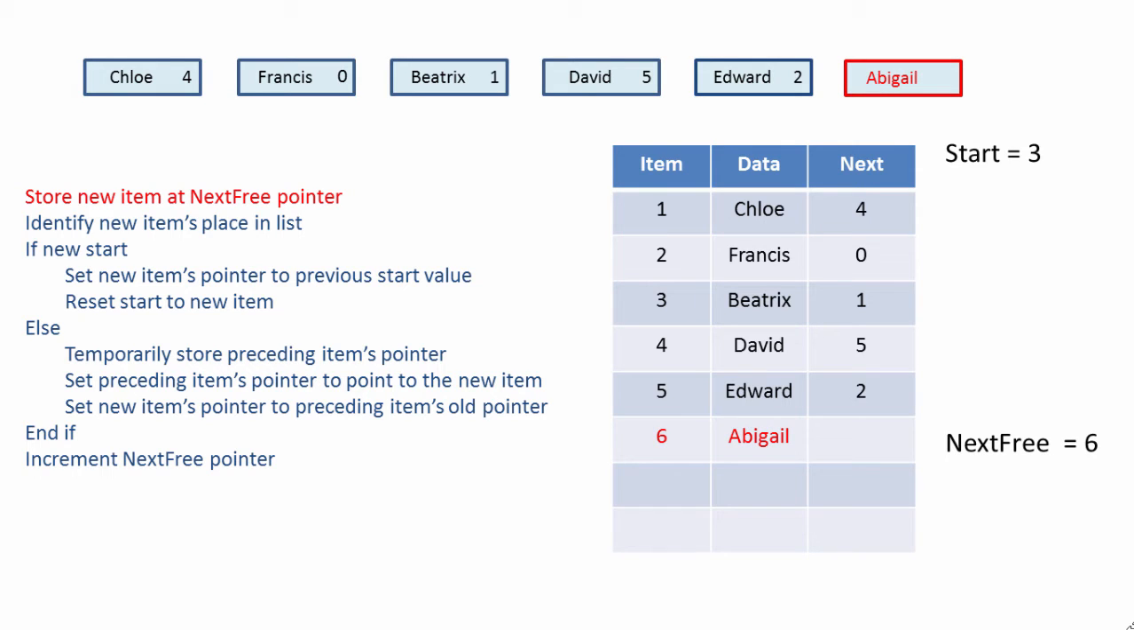Abigail goes straight in at position 6. We identify her place. Now Abigail's different. Abigail is a new starting item. So we set Abigail's pointer to point to the previous starting value. The previous start used to be Beatrix. And then we can reset the start to Abigail. The new starting item is number 6. Increment next free, and we can continue adding items in this way.